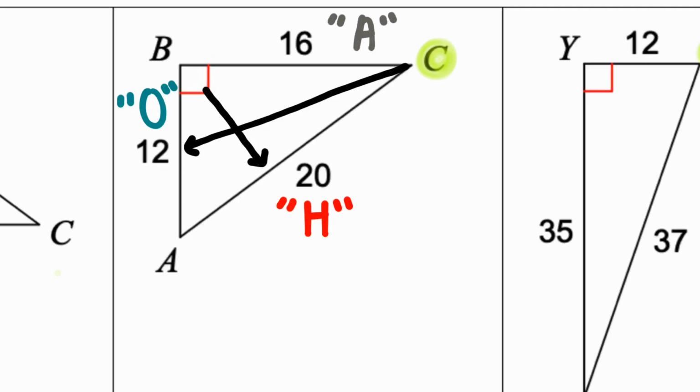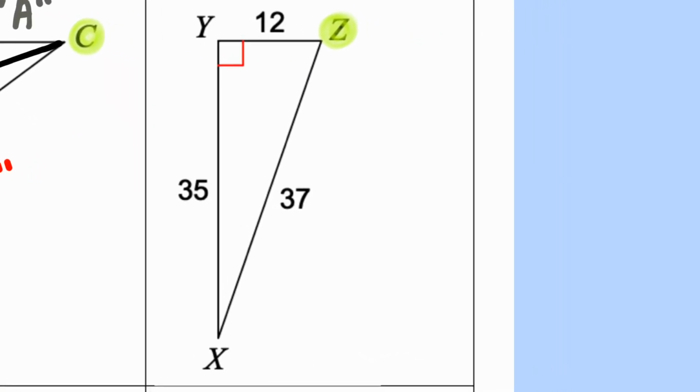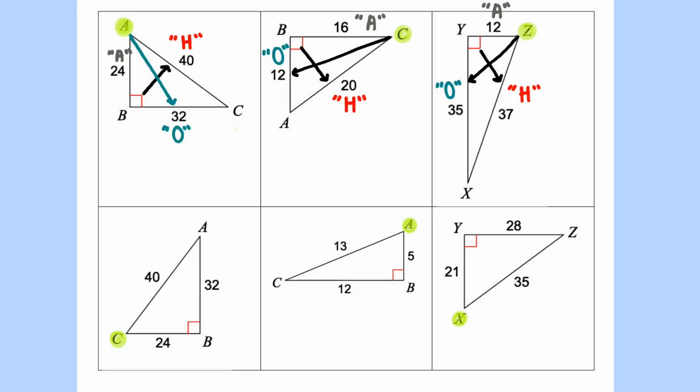And then we have our third example where we have triangle XYZ. Remember, the letters don't matter, they will change, but the steps are still the same. I have my right angle, draw my arrow across, so that means that 37 is my hypotenuse. I go to the given angle, which in this case is highlighted. I draw my arrow from Z to the other side across from it. That tells me 35 is my opposite, and so that means my last side left over is 12, and it's my adjacent side.